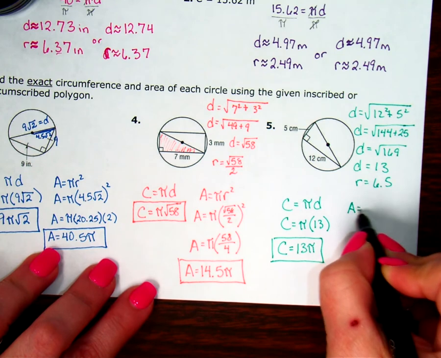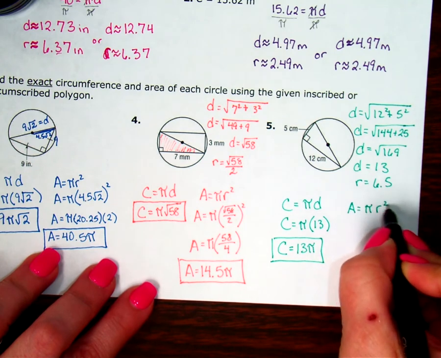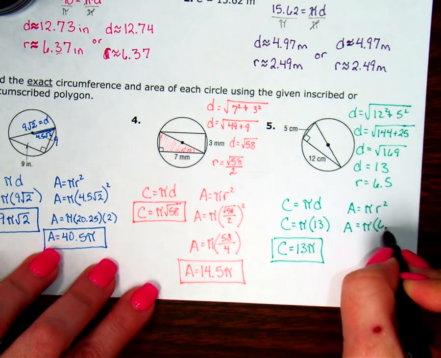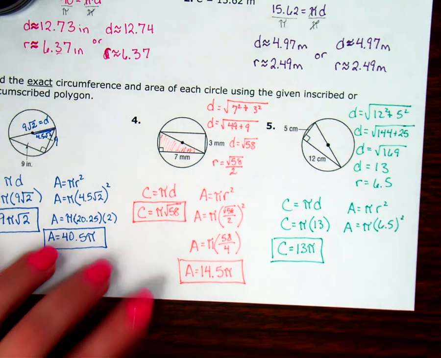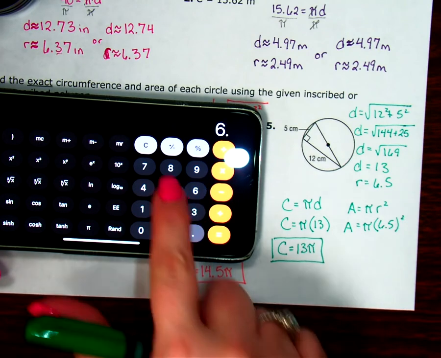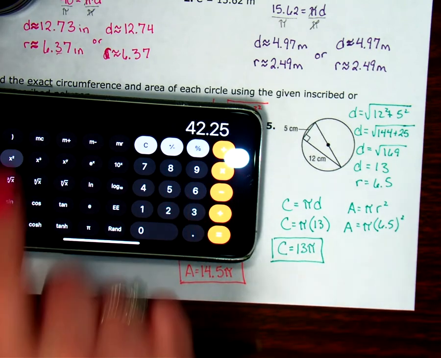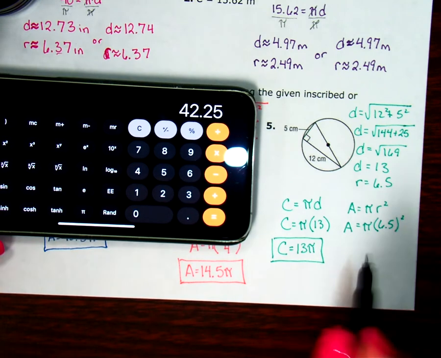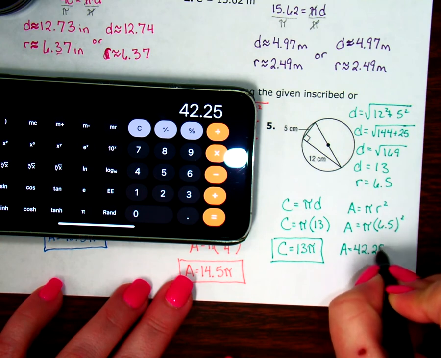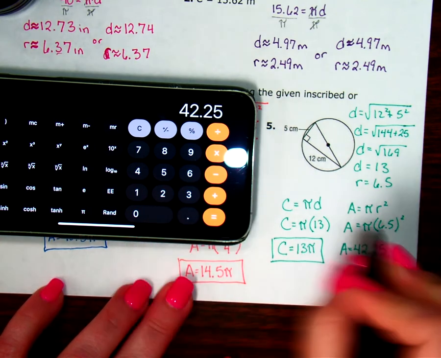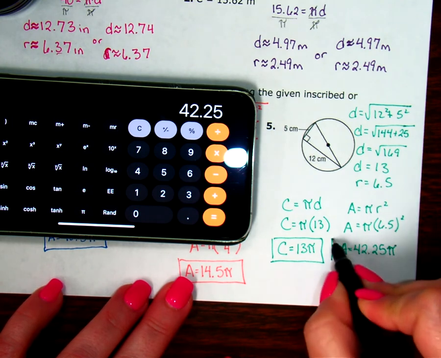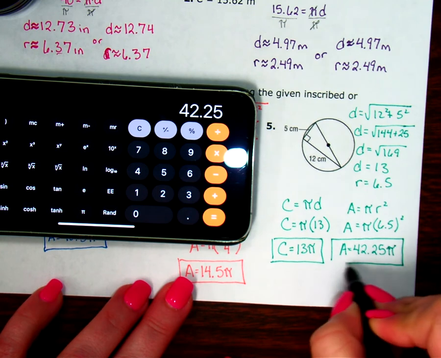Area equals pi r squared. So my area equals pi times the radius, 6.5, squared. So I need to square that 6.5 and then that's going to move to the front. I'm going to get my calculator, 6.5, and then I'm going to hit the square button. And I get 42.25. So area equals 42.25 pi. Don't forget, we didn't put pi in the calculator, so we still need to write it on the paper. Don't leave it out. It doesn't leave the problem until you put it in the calculator.